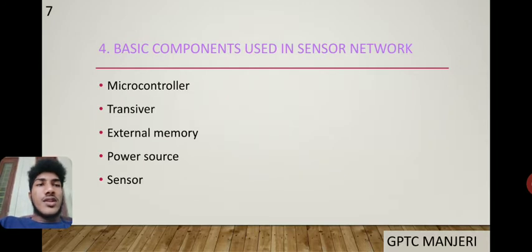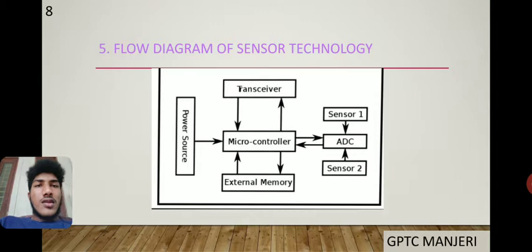Basic components used in a sensor network: microcontroller, transceiver, external memory, power source, and sensor. This is the flow diagram of sensor technology or sensor network. There are two sensors, a transceiver, microcontroller, external memory, and a power source. The sensors detect environmental changes and send an electrical signal to the microcontroller. The microcontroller responds to the signal. That response is carried out by the transceiver. The external memory stores the data. The power source gives the power for the network to work.